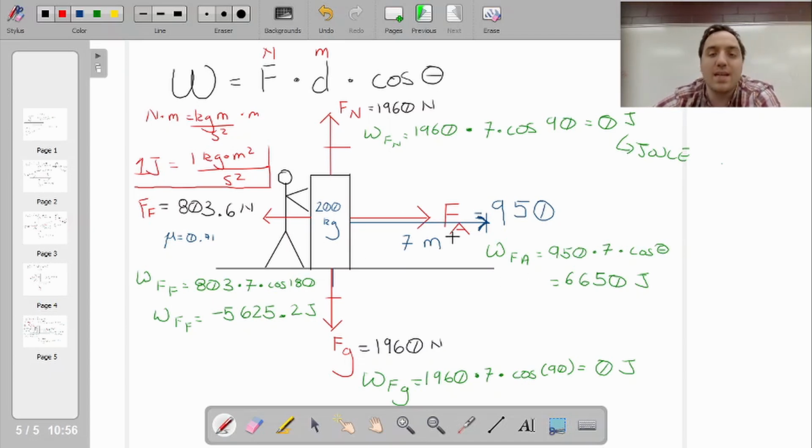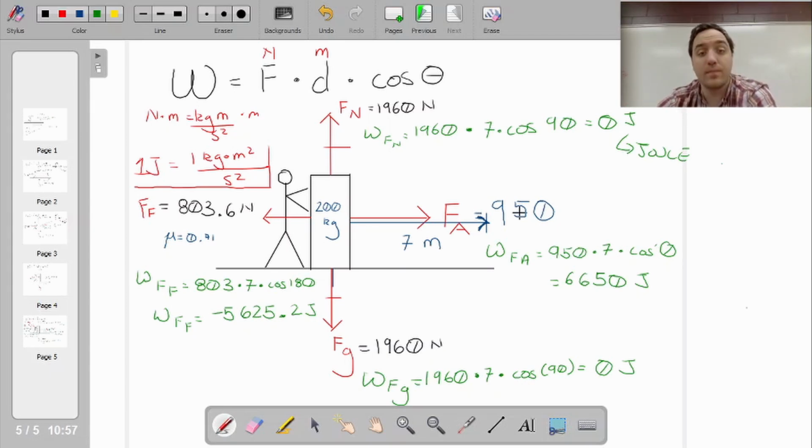The force applied, on the other hand, definitely does. 950 times 7, and then the angle here is 0 because it's heading directly in the direction of travel. They're both pointing the same way. So my angle here is 0. Friction, on the other hand, is a 180, which gives me a negative 5625.2 joules. In other words, the force applied is causing the displacement, it is aiding and assisting the displacement, whereas the frictional force is opposing it, doing negative work.